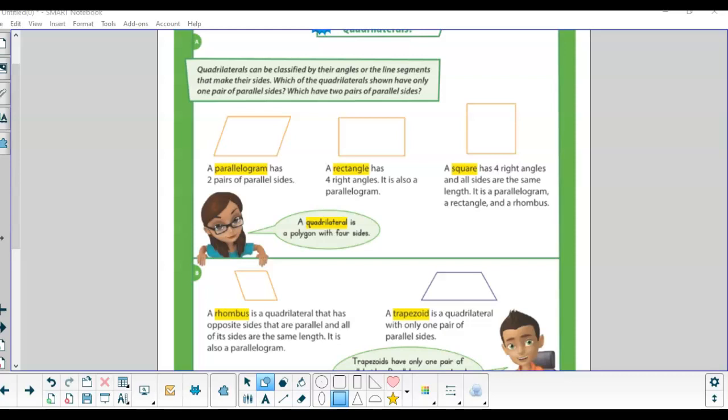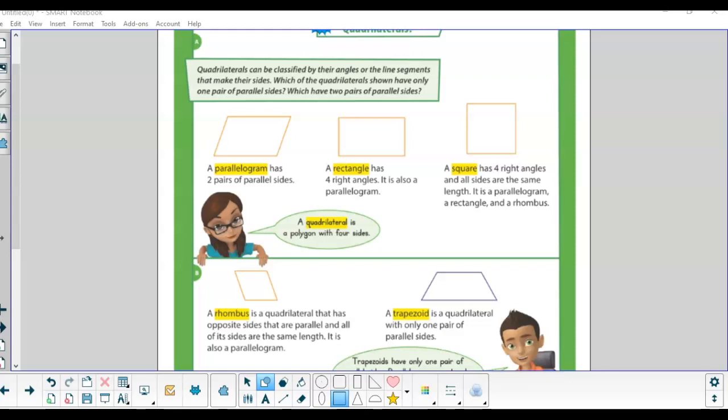A rectangle has four right angles. What other figures up there also have four right angles? Yeah, a square. So you could say a square is also a rectangle. But you can't say that about parallelogram, rhombus, or trapezoid because they don't have four right angles.